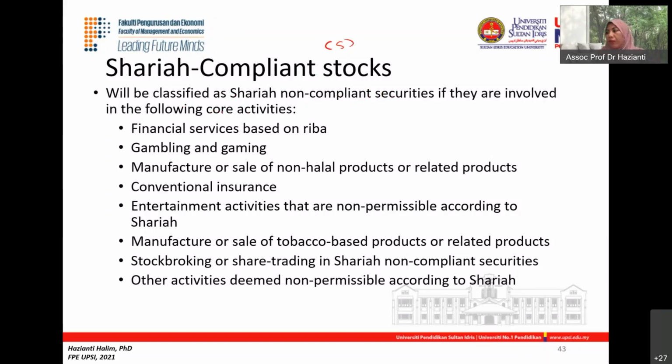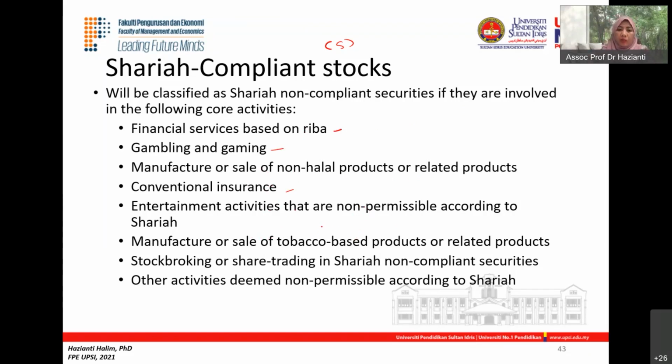Okay, number one, of course, financial services based on riba or interest. Ini tak boleh lah. Gambling and gaming. This is very clear cut, ada riba, gambling and gaming. Manufacture or sale of non-halal products or related products. Conventional insurance, okay, you dah belajar insurance guys, so conventional insurance considered as non-compliant stocks. Entertainment activities that are non-permissible according to the Sharia. Manufacture or sale of tobacco-based product or related product.